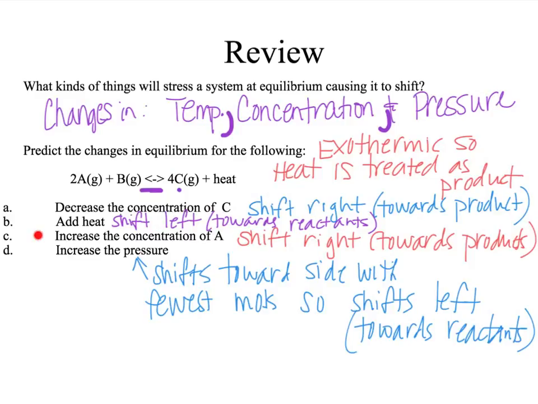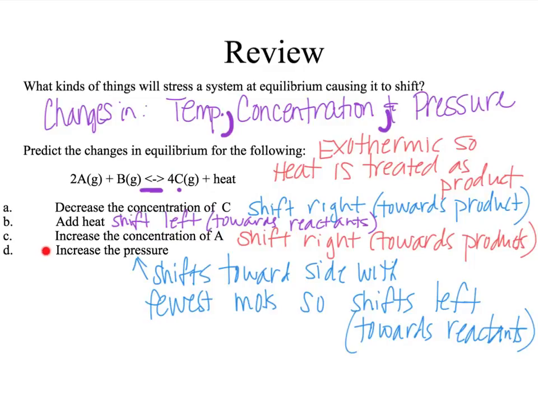The third one says increase in concentration of A. If we're starting to increase A, we're adding to it. Again, remember, it's going to shift away from the side of the stress, and by adding concentration, we're stressing the equilibrium, so it's going to shift away from where that stress is being added, so it's going to shift to the right towards making more products.